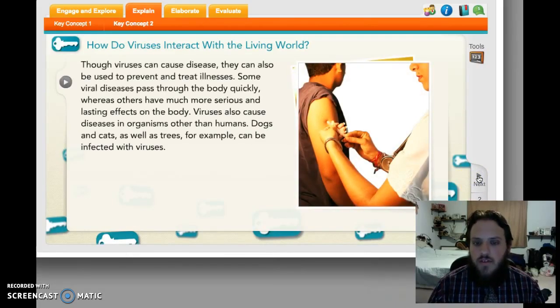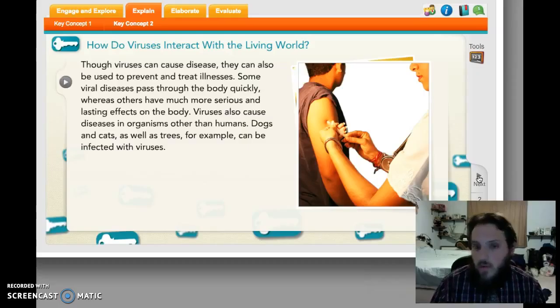Viruses can cause disease, but scientists have recently found a way to make them treat disease. Some viral diseases pass through the body quickly, and some are more serious, whereas cold versus AIDS, some are so serious that your body can't sort them out, and some are less serious.